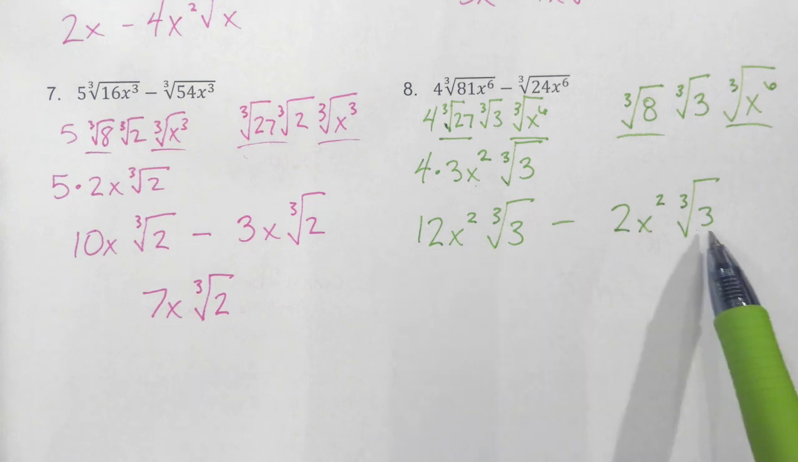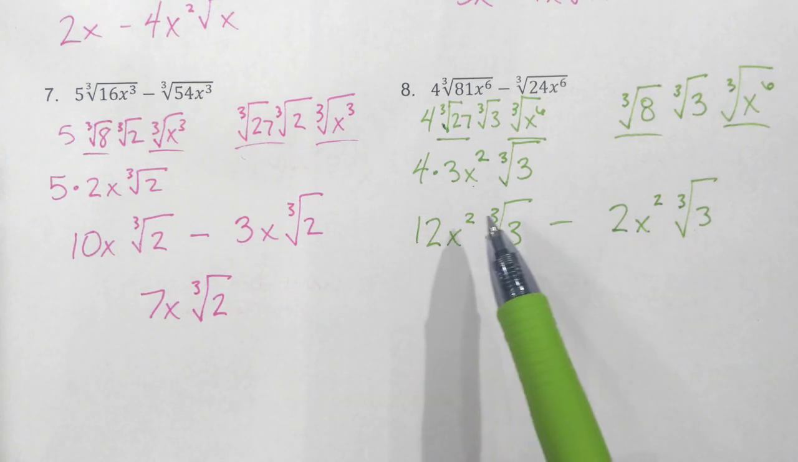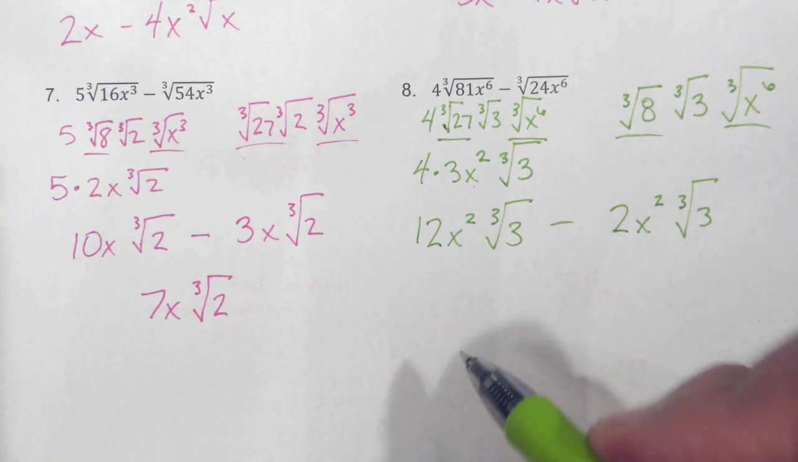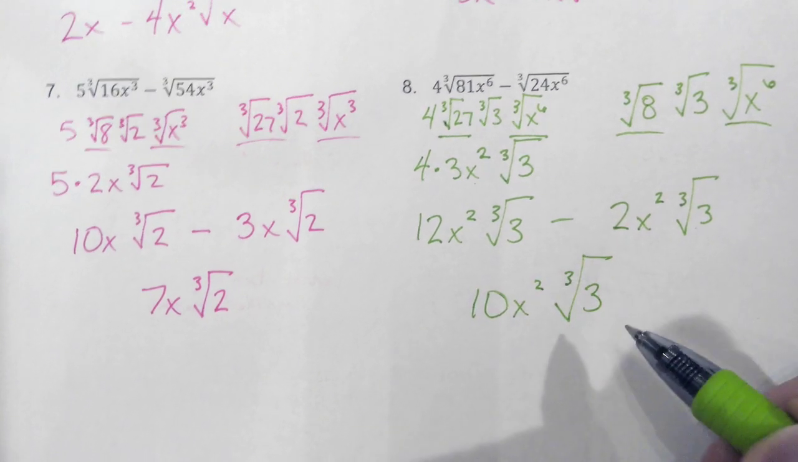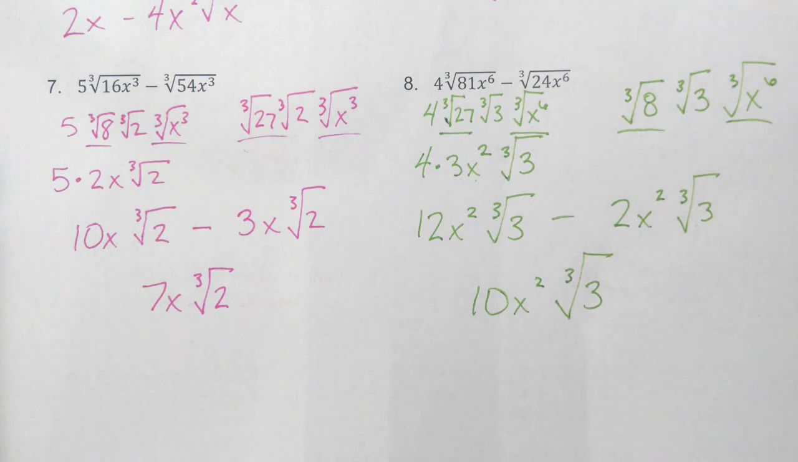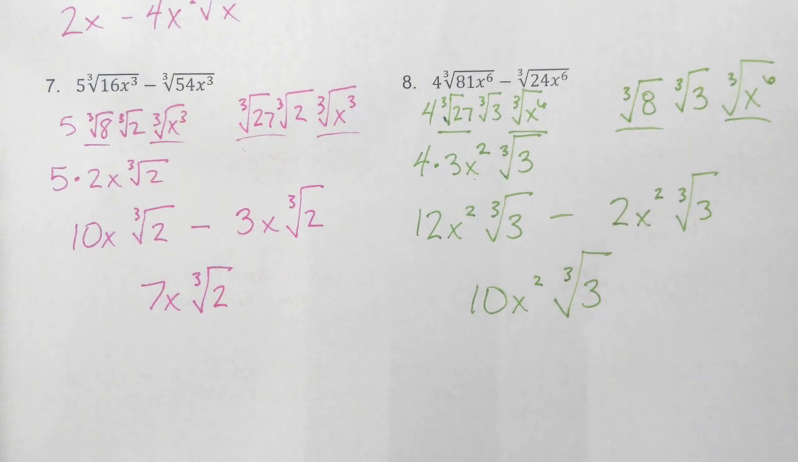Minus sign in between, look. Are those like terms? Yes. What's 12x squared minus 2x squared? That would be 10x squared. So the cube root of 3 would tag along. And that's going to be your final answer there. It's kind of a weird looking answer with those exponents and indices next to each other, but that's the way it is.